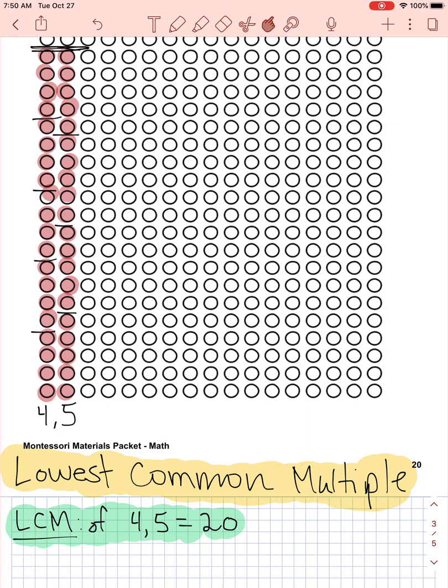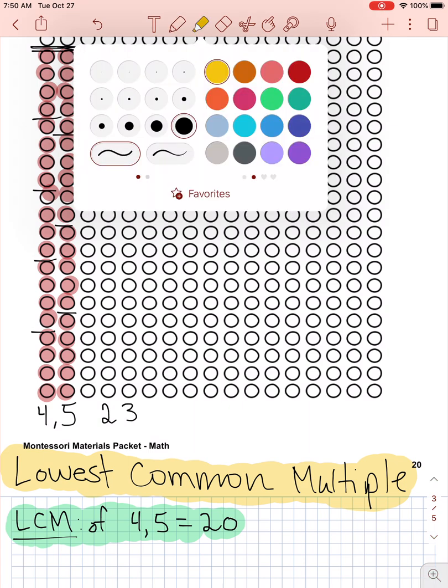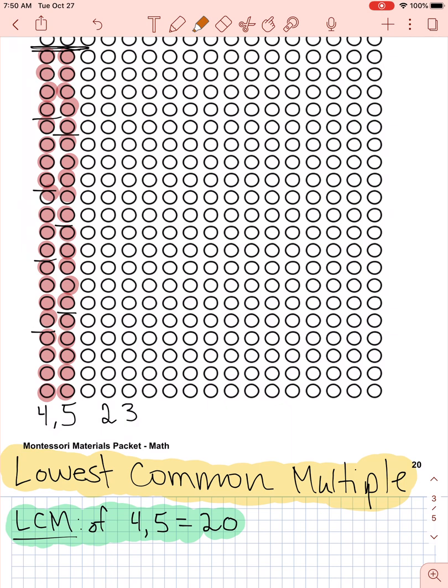All right, how about the lowest common multiple of, let's do a simple one. How about 2 and 3? So again, let's choose a new color here. We'll do 1, 2, mark it. 1, 2, 3, mark it. Do they have a number in common? Do they line up? No, they don't. Keep going.